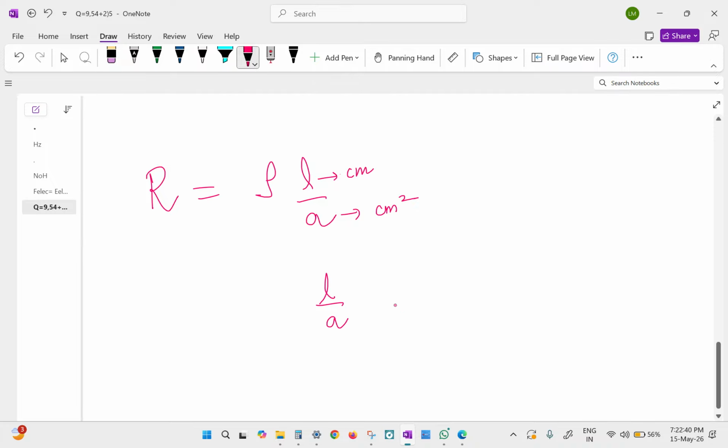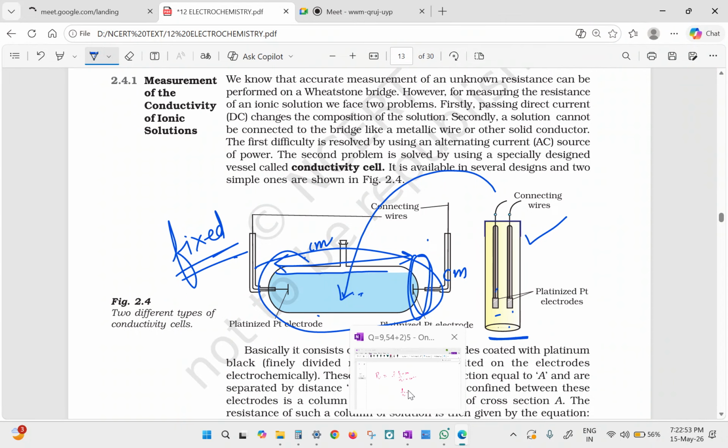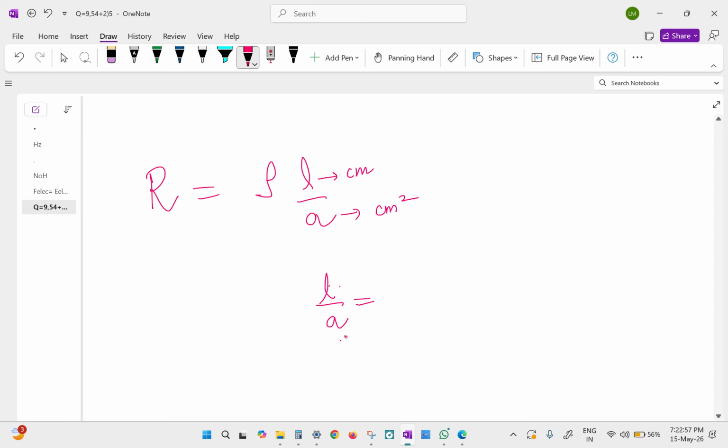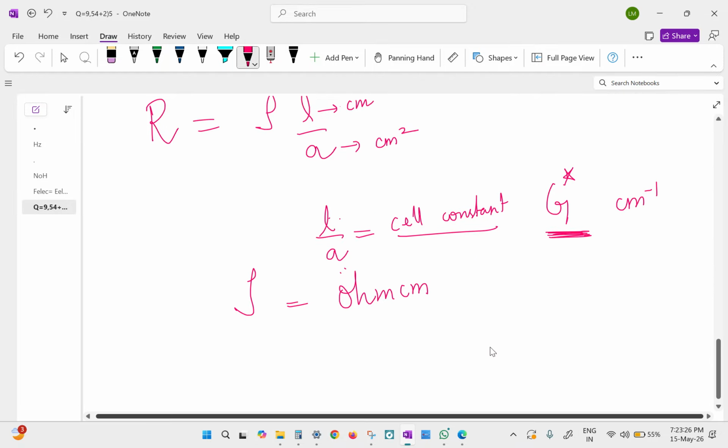So L upon A is the dimension of the cell, which is fixed. It gets fixed because it is a rigid container and the container's volume is fixed. This ratio of L to A is also called the cell constant. It is represented with the symbol G star, and its unit is centimeter inverse. So what will be the unit of rho? Will it not be ohm centimeter? Yes, ma'am.